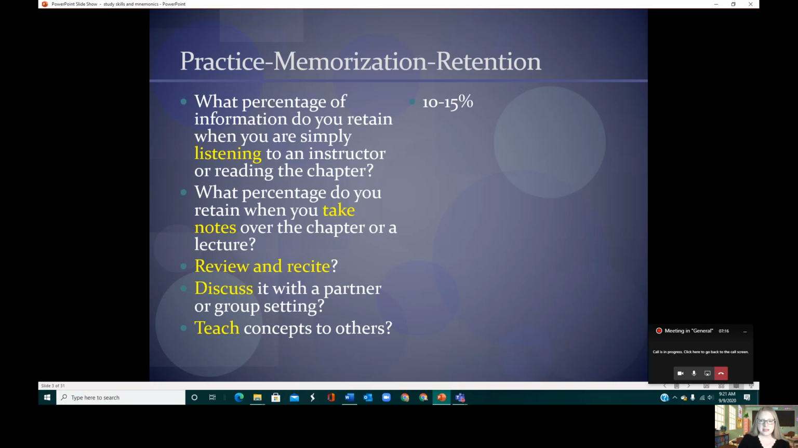So most of us who aren't auditory learners will need to go a little bit further and do some more digging. So we get to that next step, taking notes over the chapter or the lecture that your child is listening to online. What percentage do you retain of memorization when you take notes over that chapter or lecture? About 15 to 25%. So again, unless you're an auditory learner, then you're only retaining 15 to 25%. Then you get to the next level, which is review and recite.